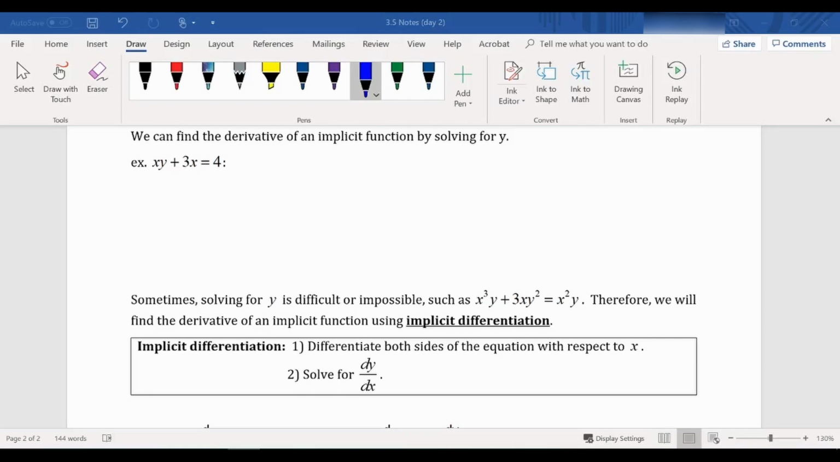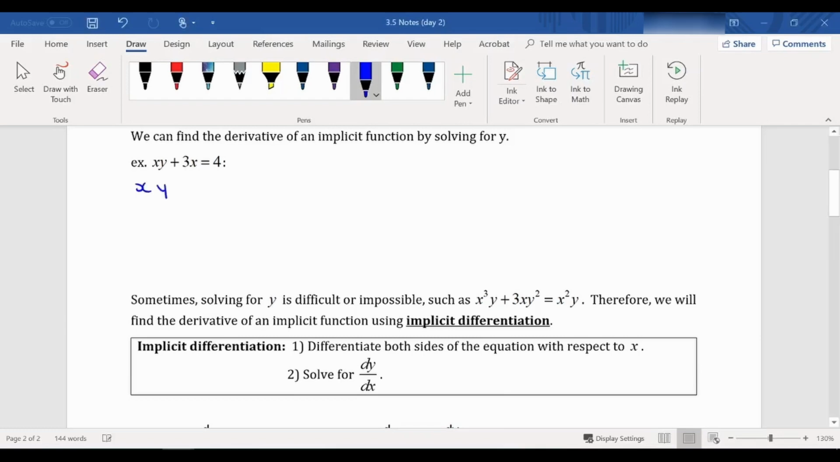If I have xy plus 3x equals 4, this one, we can isolate y. So this is an implicit function. It's not already written as y equals. There's a relationship between x and y where they depend on each other. However, we do have the ability to rewrite this in terms of y.